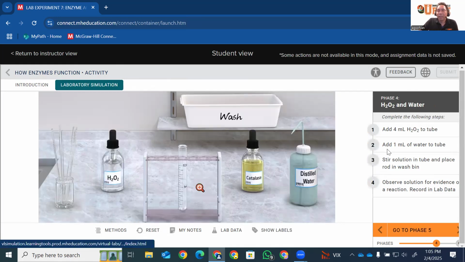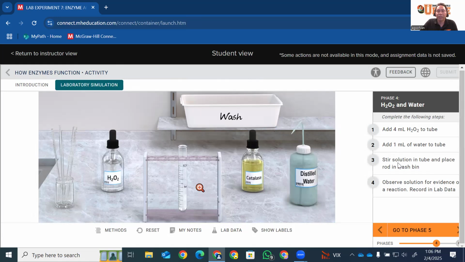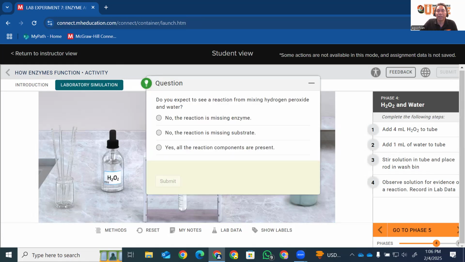And then what does it say? Add 4 milliliters of peroxide. So take this, put it here, 4 milliliters. Put it back. Add 1 milliliter of water. Click, put it back, stir the solution, take this, put it there, and stir it.